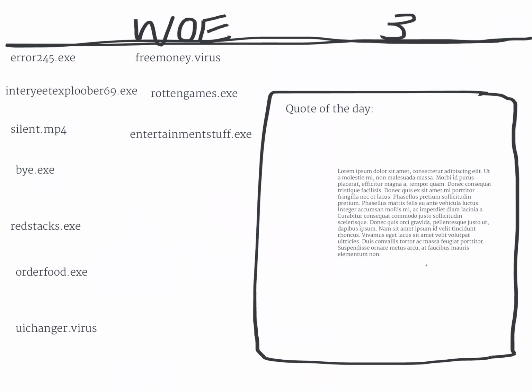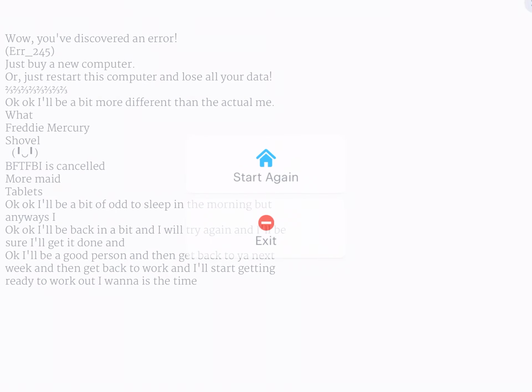Let's try. What haven't I tried yet? Alexa, what haven't I tried yet? You have not tried error 24.5. What? You have never. Okay, I'll just try error 245. It is an error.